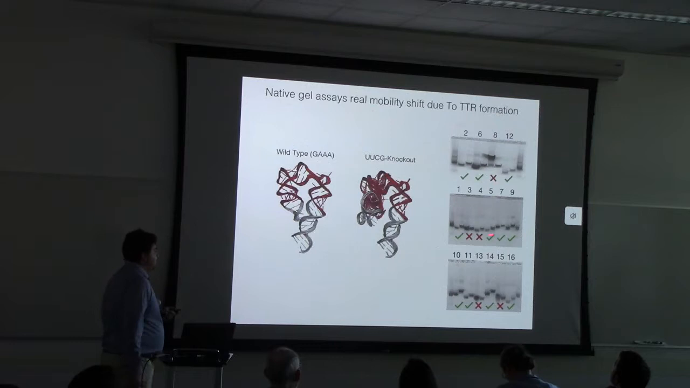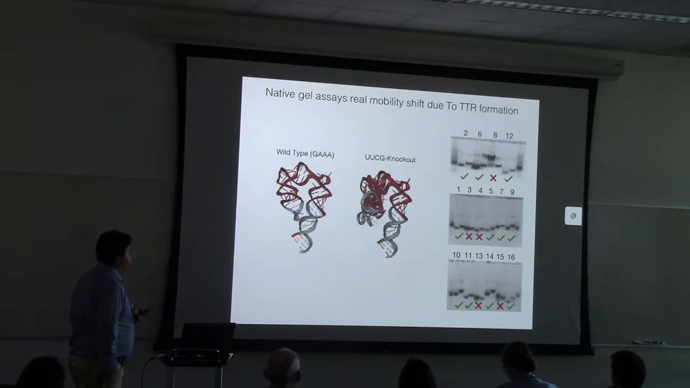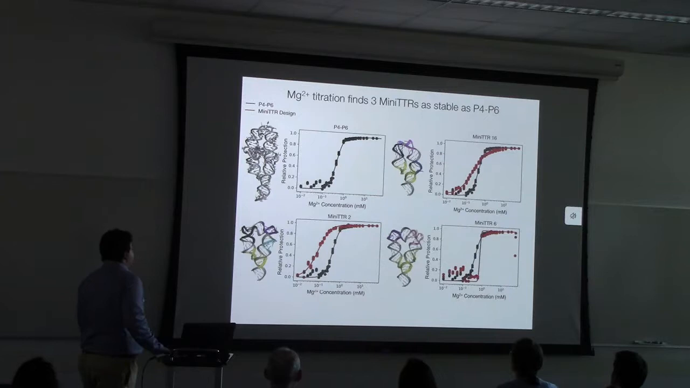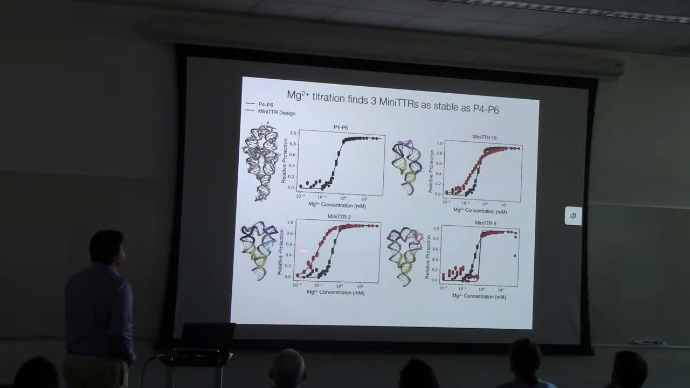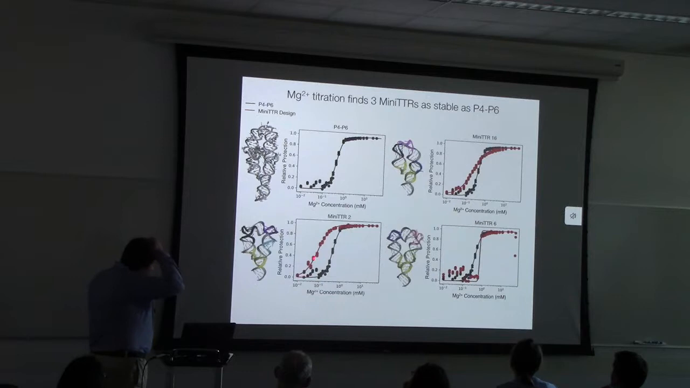We further wanted to understand the stability of this tertiary contact, so we looked at magnesium titrations for a few of them, looking at DMS reactivity of the tetraloop receptor A's. We know with low magnesium, this tertiary contact cannot form. As you add more magnesium, it becomes stable and thus is protected from DMS. So you can see this nice curve for P4P6. But for three of them, we have an even stronger effect from magnesium, suggesting that they're quite stable. And even though P4P6 has two tertiary contacts, many TTR2 and 16 are more stable with fewer residues and only one tertiary contact. And many TTR6 has an extremely sharp dependence on magnesium, sharper than P4P6.